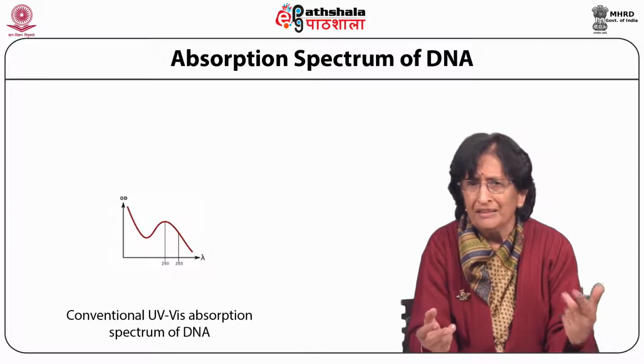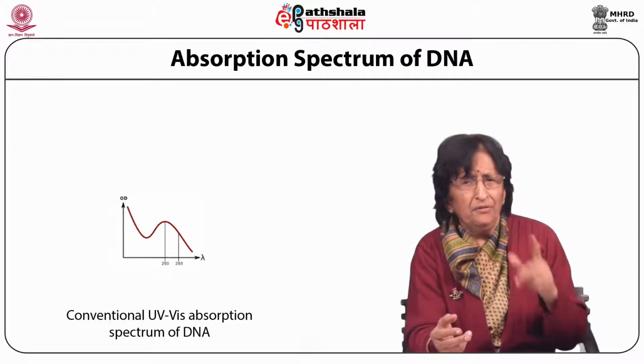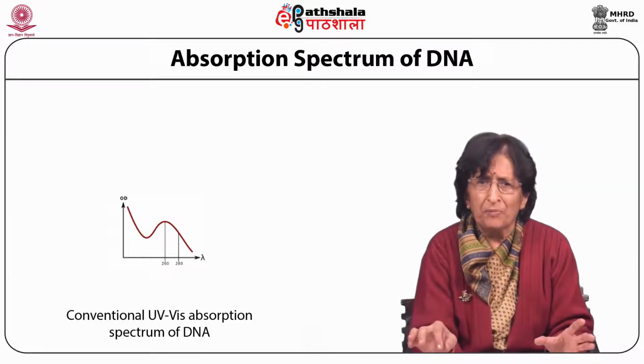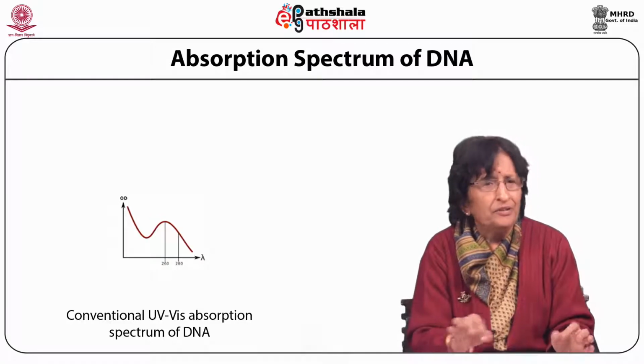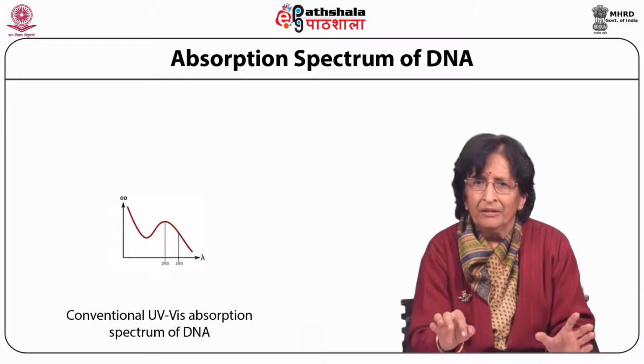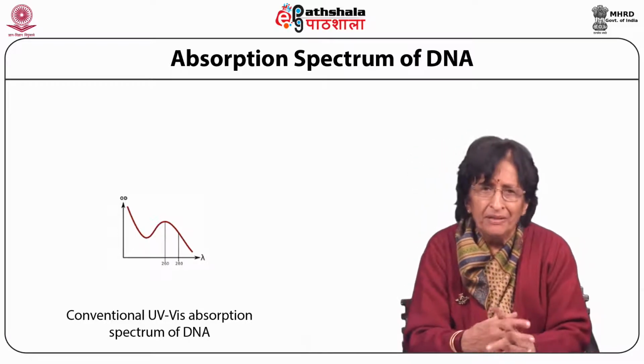We show here a typical absorption spectrum of DNA. Nucleic acids, as you know, they have very strong absorption in the region 240 to 270 nanometer. The conventional UV absorption spectrum is seen in the figure.